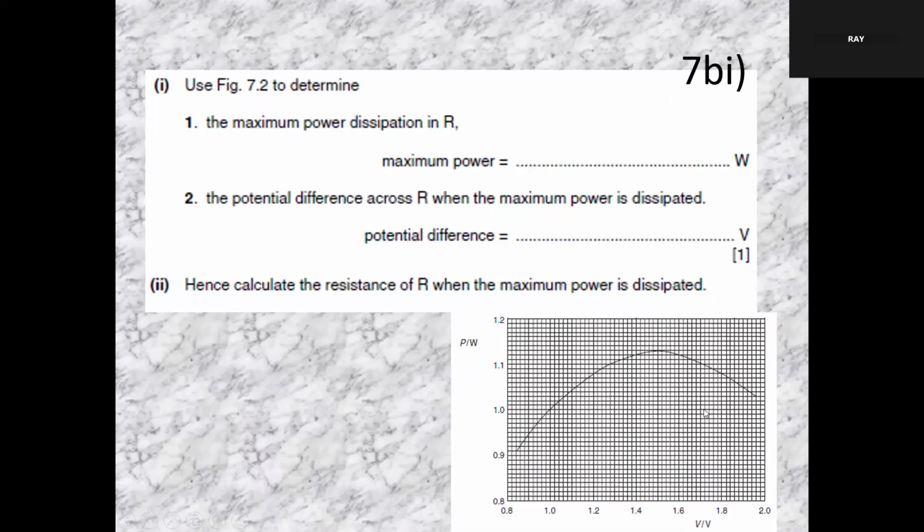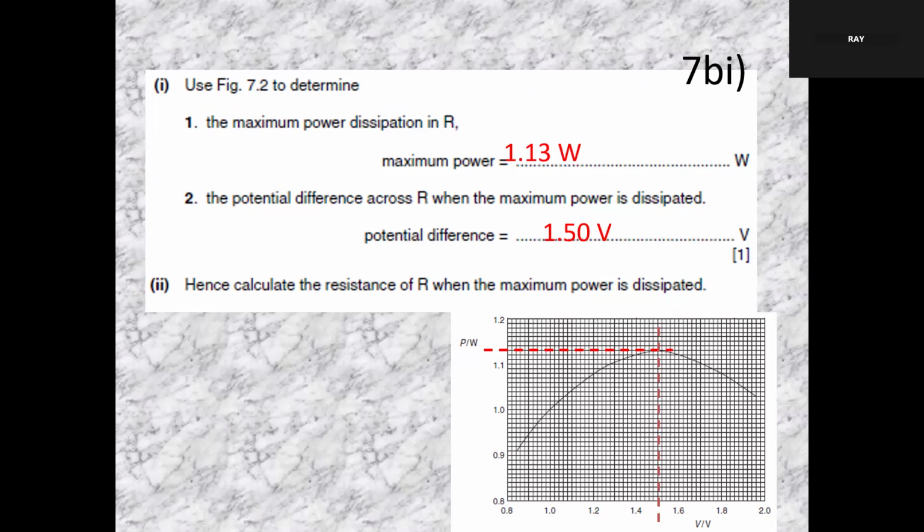Figure 7.2 shows the variation of the power dissipated in R with the potential difference across R. Use figure 7.2 to determine the maximum power dissipated in R. It's just to test your reading skill. Maximum power is here. When you draw a line there, then read: 1.13. Potential difference, read the graph: 1.50. Hence, calculate the resistance R when maximum power is dissipated.